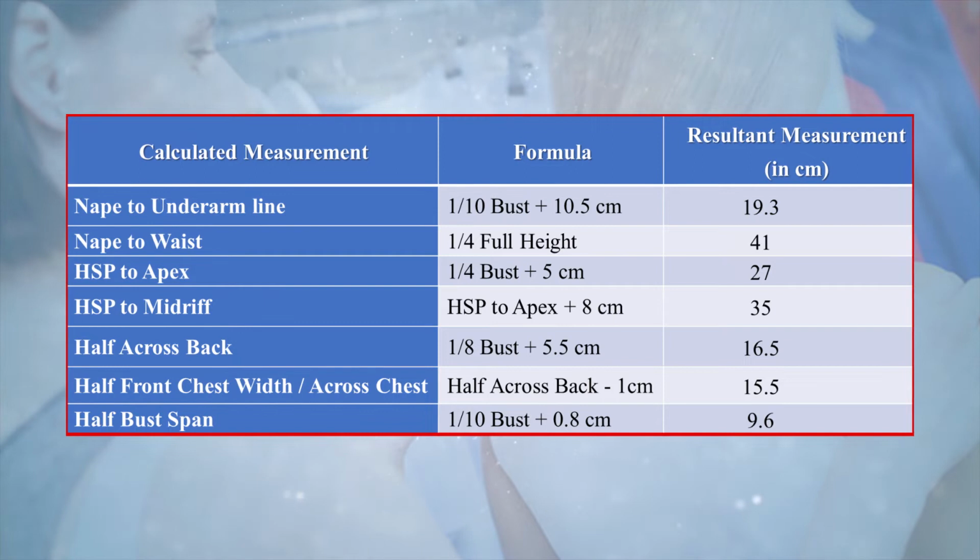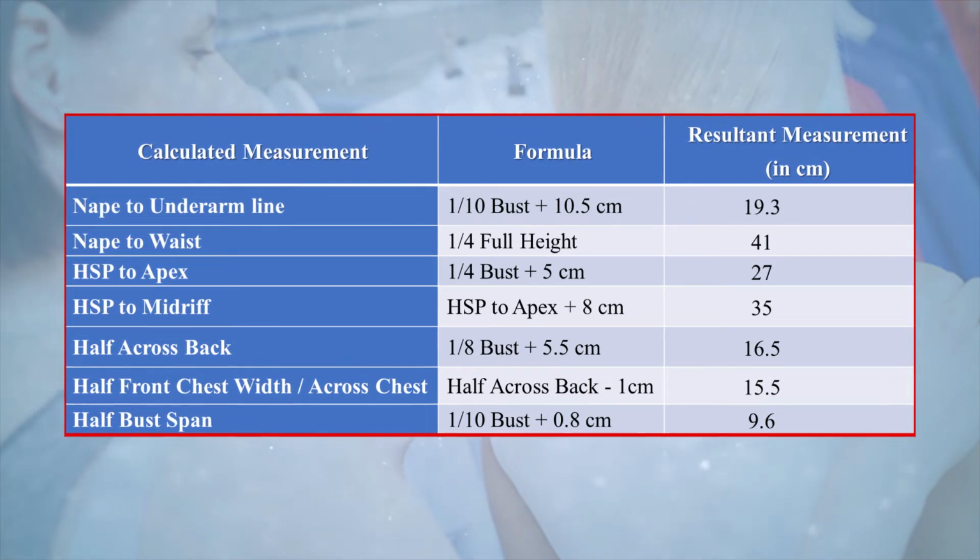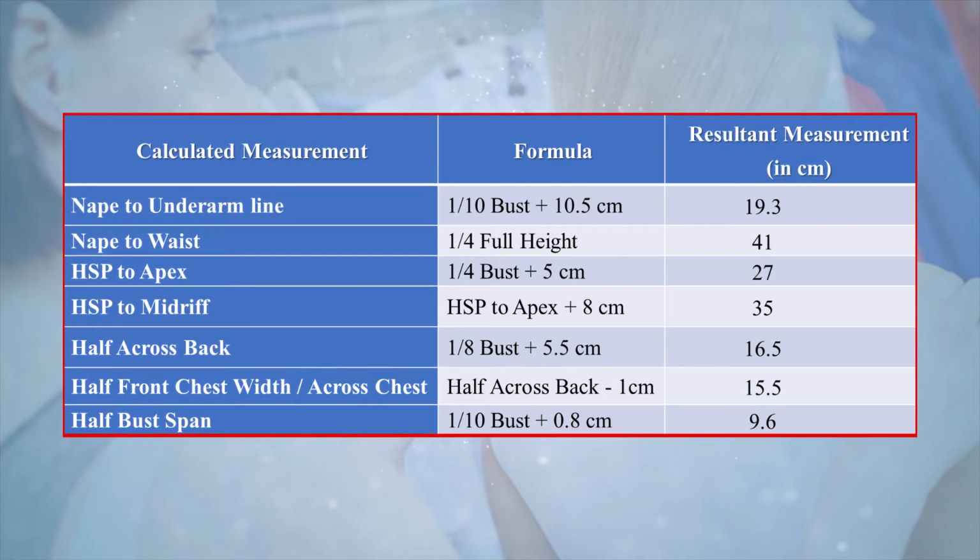We calculate the high shoulder point to midriff, and in the same way half across back, half front chest width, and half of the bust span. So this is how, by using a set standard formula, we calculate the resultant measurements which we will be using while creating a pattern.